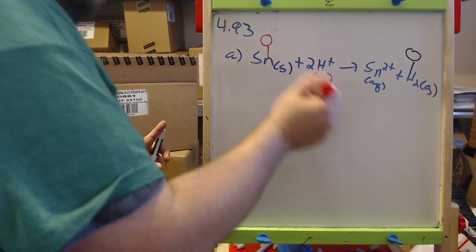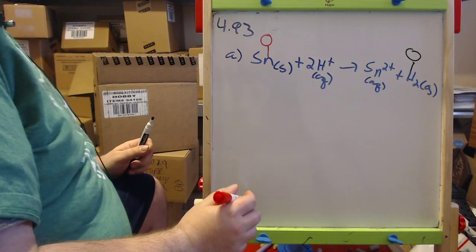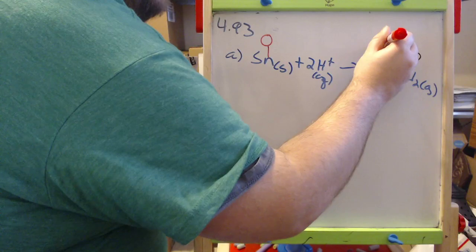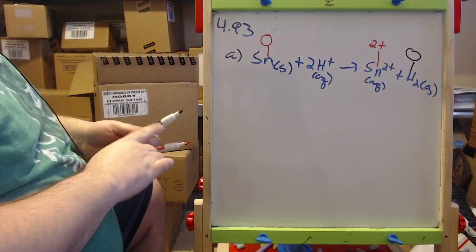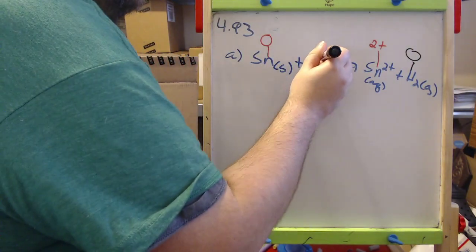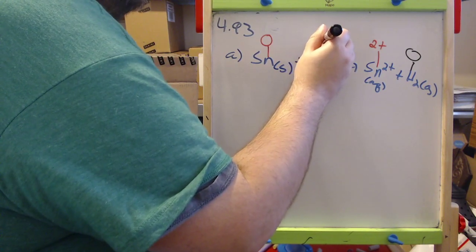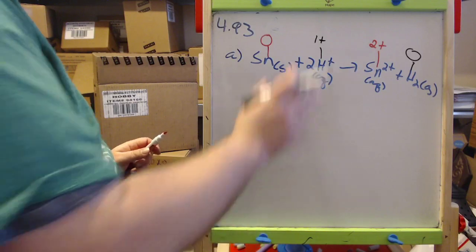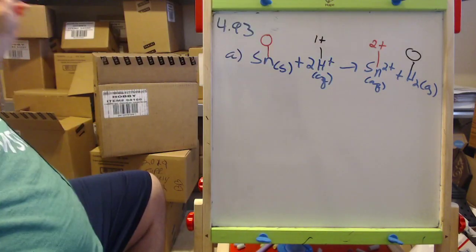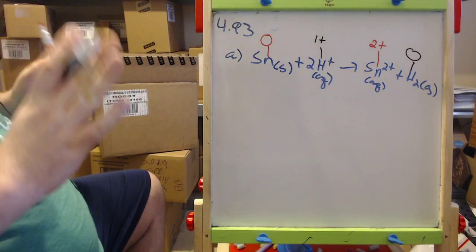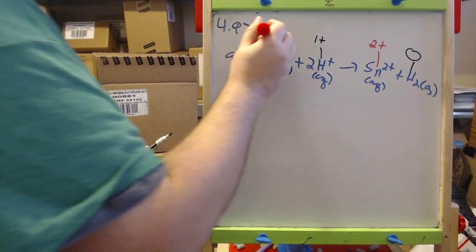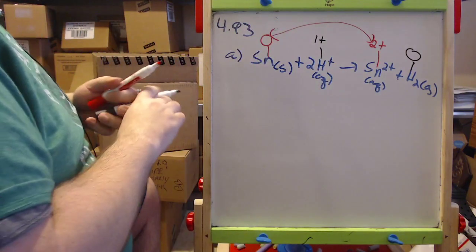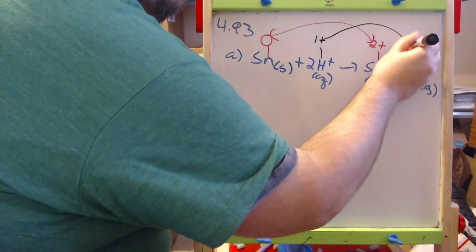If I am an ion, my oxidation number is the charge of the ion. So 2 plus, and this would be a 1 plus. Again, don't worry about the coefficients. Just write what your oxidation number is up on top. And now we're going to compare. We're going to compare tin on this side to tin on this side. And we're going to compare the hydrogen numbers to one another.